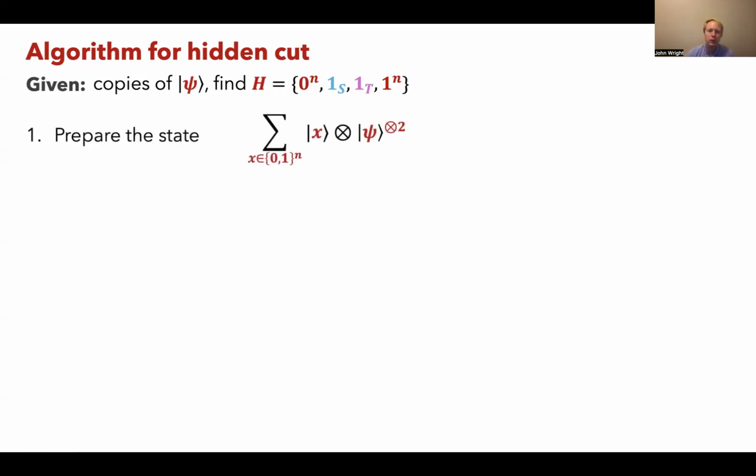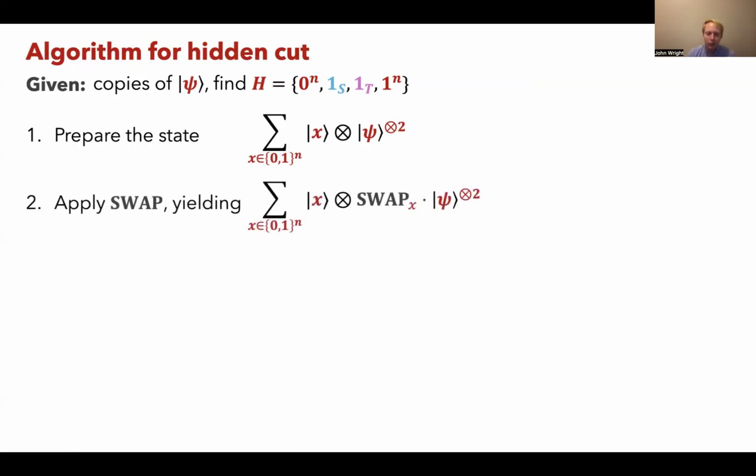And now it turns out, because of the similarity between Simon's problem and hidden cut, that we can actually write down a very similar algorithm for the hidden cut problem. Well, what does that look like? Okay, so we're given copies of psi, and we want to find h, which is 0 to the n, 1 sub s, 1 sub t, 1 to the n. So what we're going to do is prepare the state, the uniform superposition over x, and then tensor psi tensor 2.